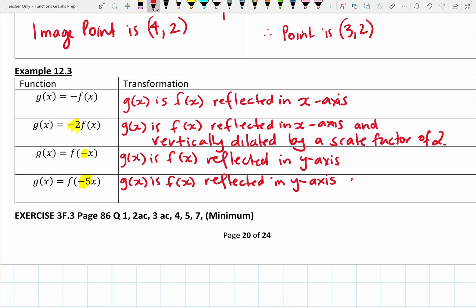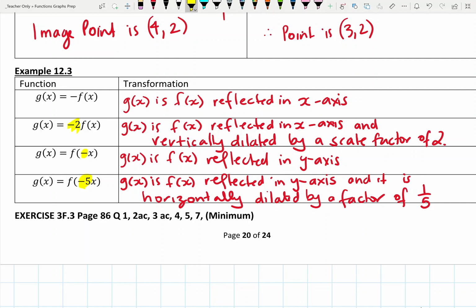It's reflected in the y-axis and it is horizontally dilated by a factor of 1/5. Remember, when the factor is inside the bracket and applies to each term, it's a reciprocal relationship. Notice that it is not enough to say it's horizontally dilated by a factor of -1/5. You need to specify that it is both reflected in the y-axis and horizontally dilated. You need to spell both of those out separately.